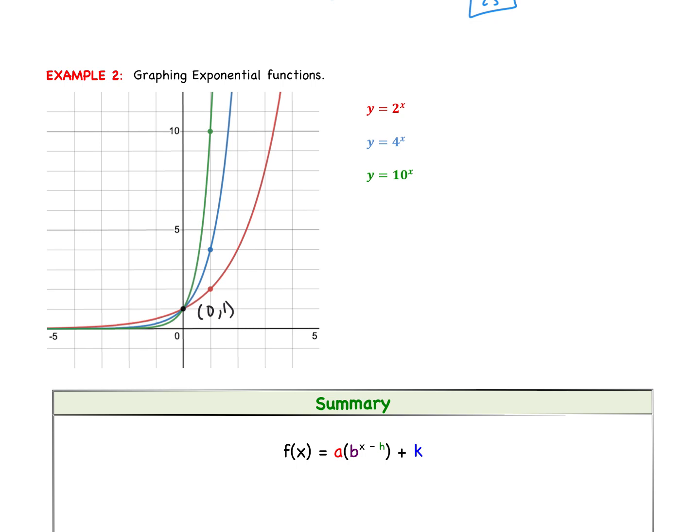Yeah, exactly. Very good. Y equals 2 to the x gives us the point 1, comma 2. 4 to the x gives us the point 1, comma 4. 10 to the x gives us the point 1, comma 10. And that should make sense. If we plug in 1, we get 2. If we plug in 1, we get 4. If we plug in 1, we get 10. Good so far? What's the last thing that we notice? Again, the last one is just a general observation.